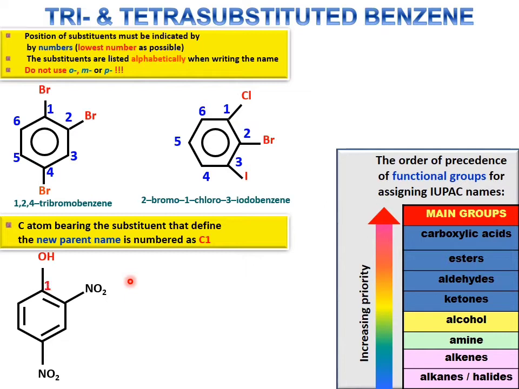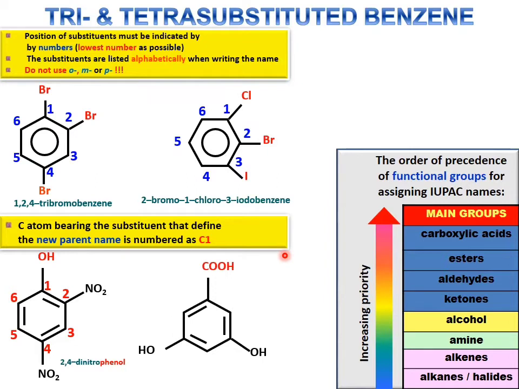So you akan letak nombor 1 dekat carbon that directly bond with OH. And then you akan pusing clockwise yang terdekat dengan substituent. So the name should be 2,4-dinitrophenol. Nampak tak? Phenol. 6 common name yang saya suruh you hafal tadi, kan? Okay, next. How about this one, guys?